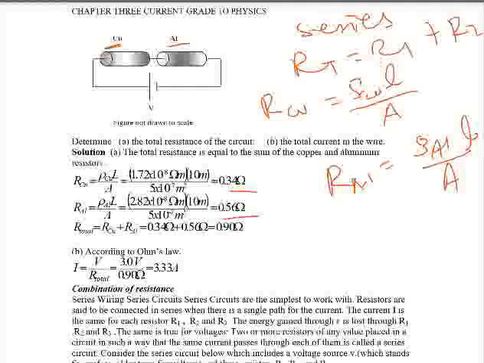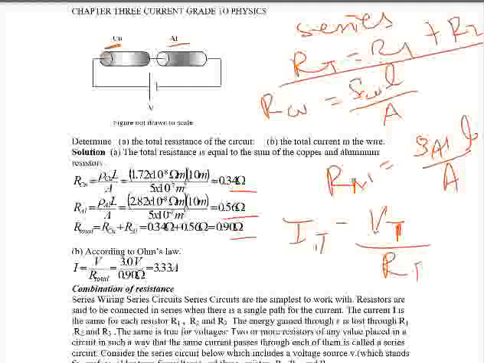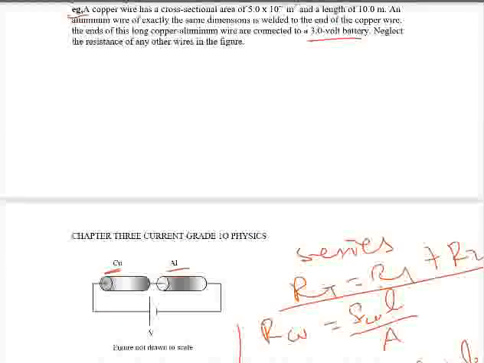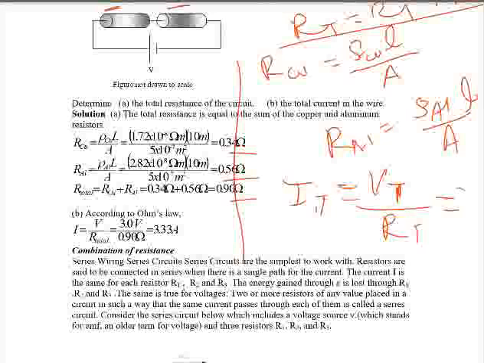And finally, you get 0.34 and 0.56. The sum of the two gives us the total resistance, which is equivalent to 0.9 ohm. And also we are asked to determine the total current. I total is equal to V total over R total. V total, from the given, is 3 volts. Therefore, 3 volts divided by the total resistance 0.9.